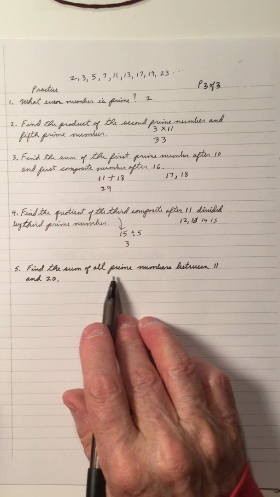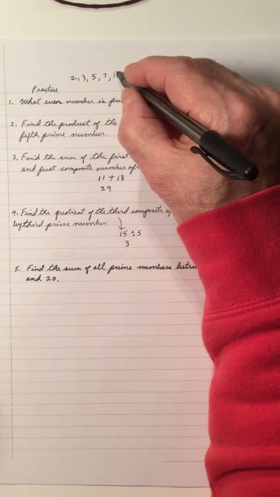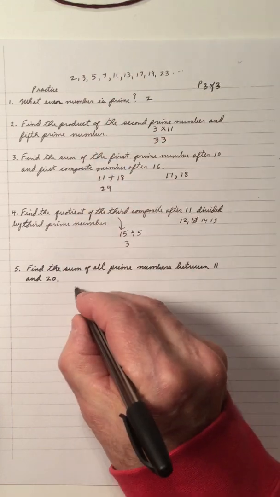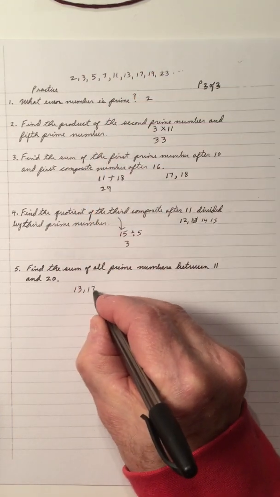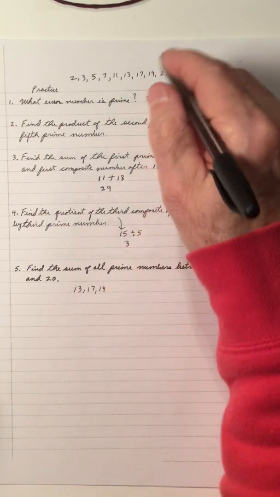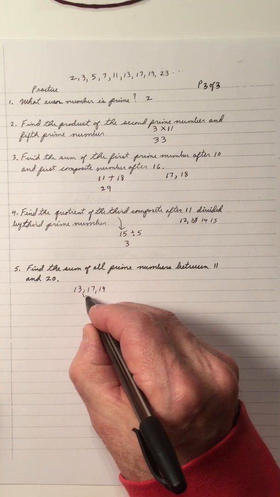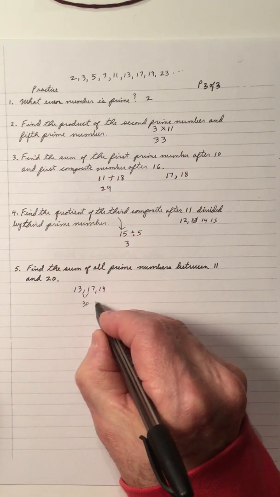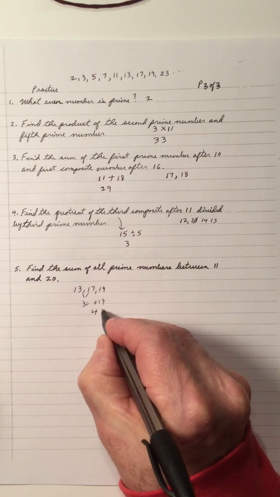Find the sum of all the prime numbers between 11 and 20. All the prime numbers between 11 and 20 are 13, 17, 19. Add these up, 13 plus 17, I get a 30 right here. And add on 19, I have a 49.